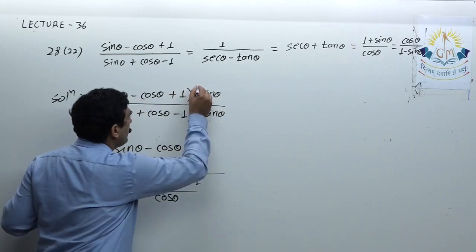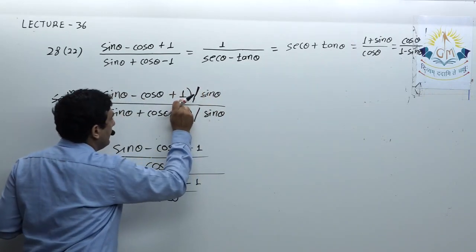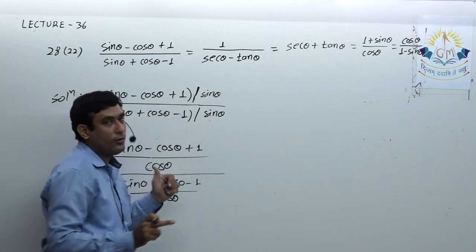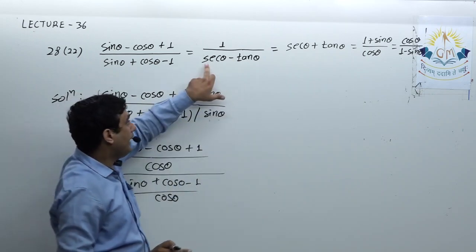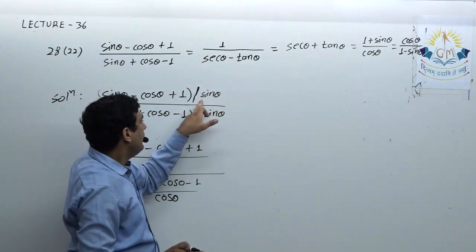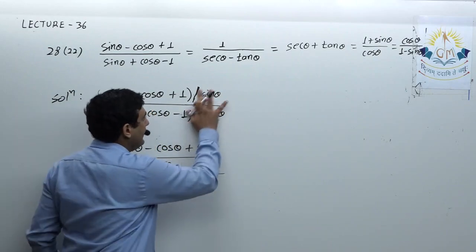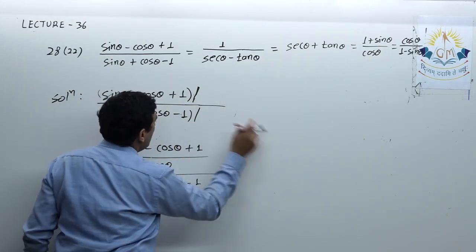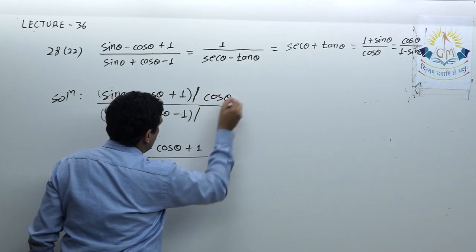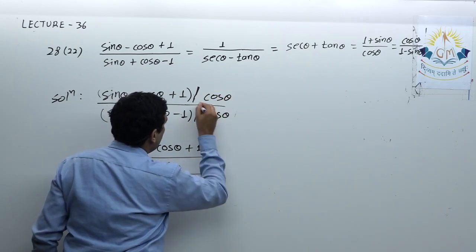So you have to check first. No need to do it completely, you can just check with one term. If I do 1 upon sin, what will I get? Cosec. So that I don't need. I need the sec and tan form. That means instead of dividing by sin theta, I should divide by cos theta. This is the first method, a little bit complicated and lengthy.